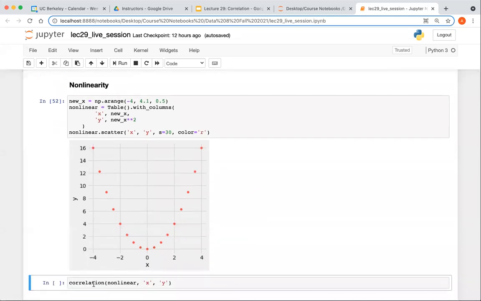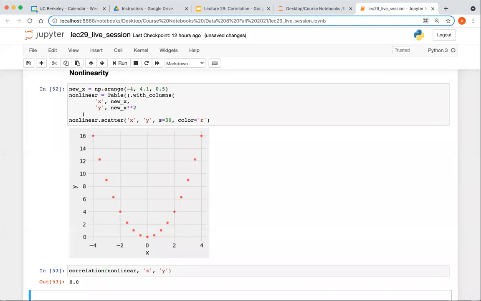It's not linear. If I calculate the correlation, my table is called nonlinear. My variables are X and Y. I get 0. Make a note here. Correlation is measuring linear association. And what we're saying here is that there is no linear association. So when you want to say two variables are not related, please say they're not related. Please don't say they're not correlated. They're not correlated only means they don't have a linear relation.